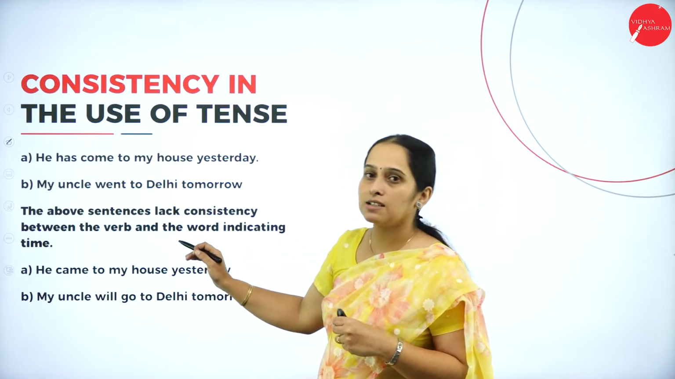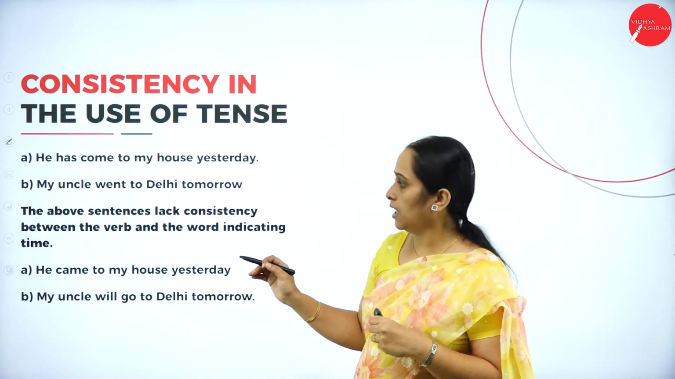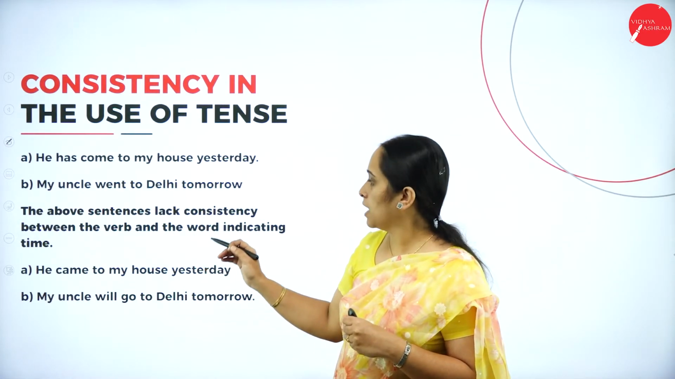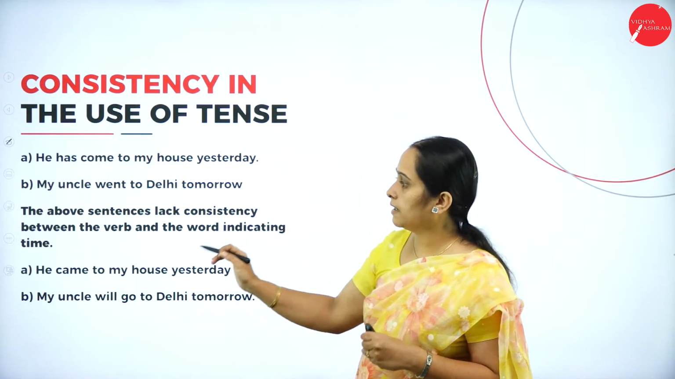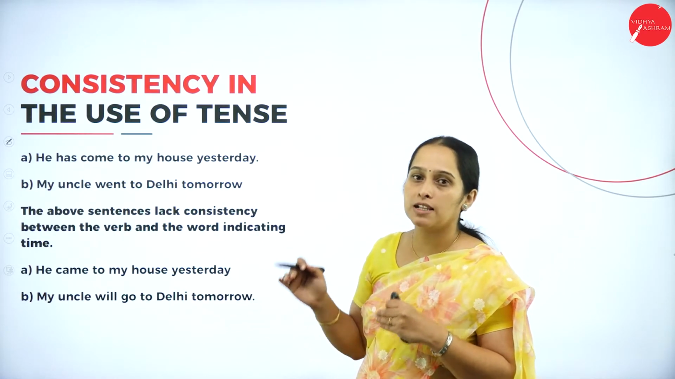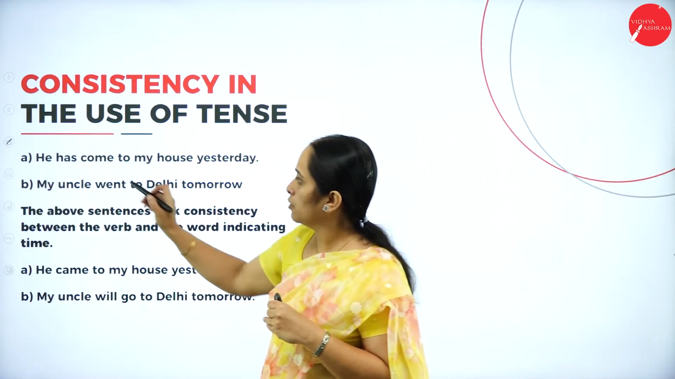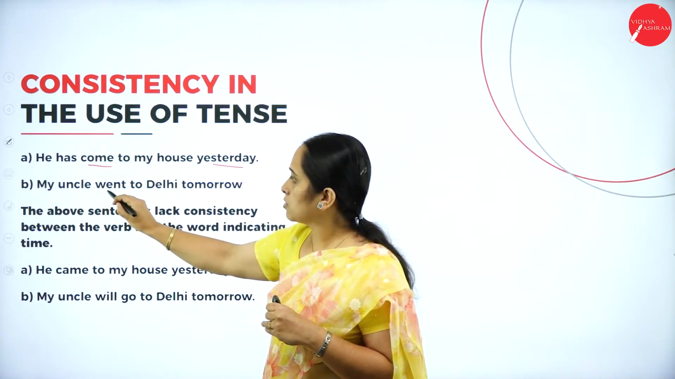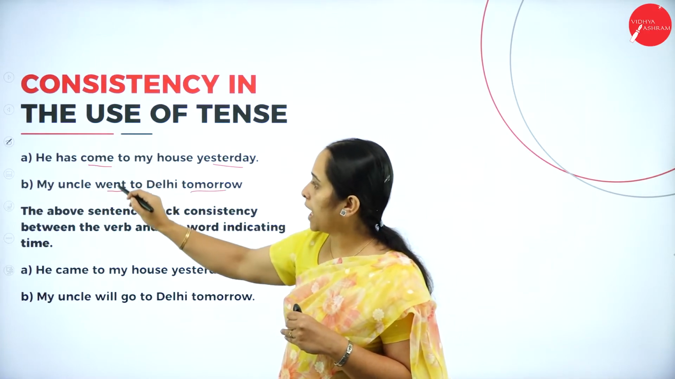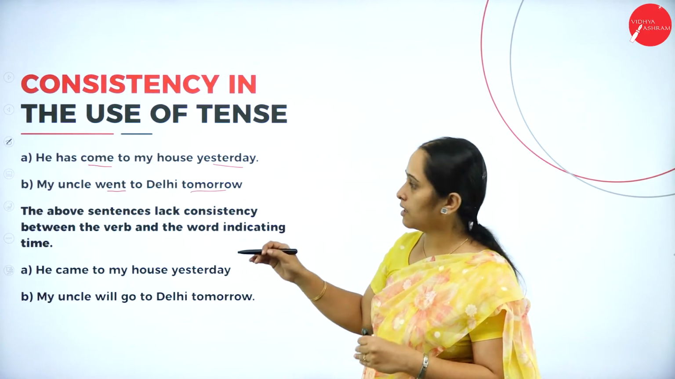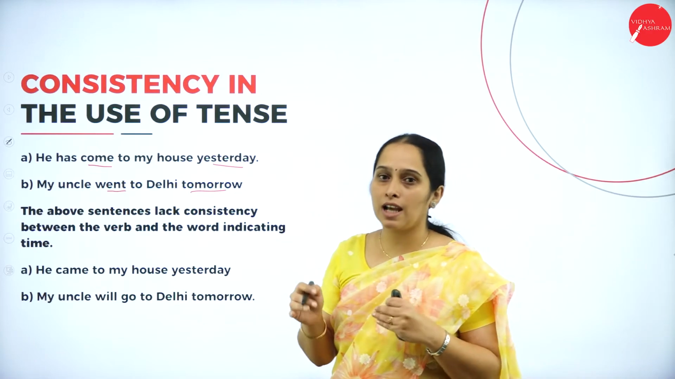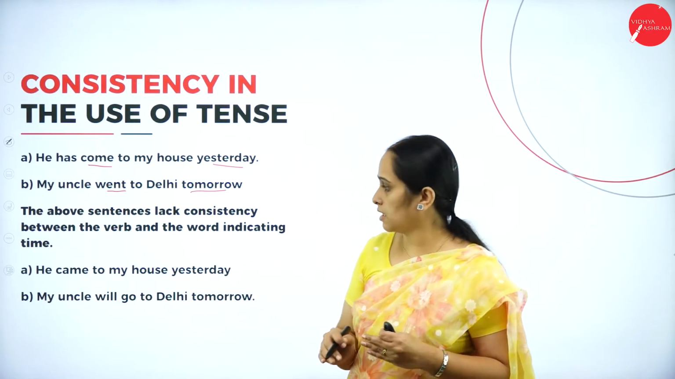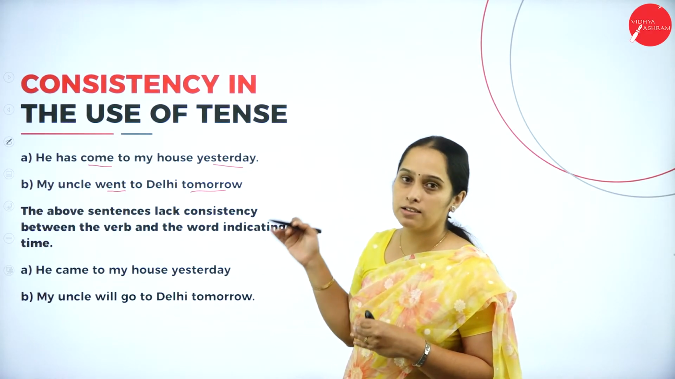The above sentences lack consistency between the verb and the word indicating time. Come and went are the verbs in these sentences. Yesterday and tomorrow are the times. So there is a lack of consistency. Let's see how to correct these sentences.